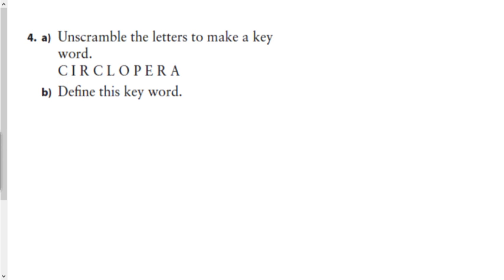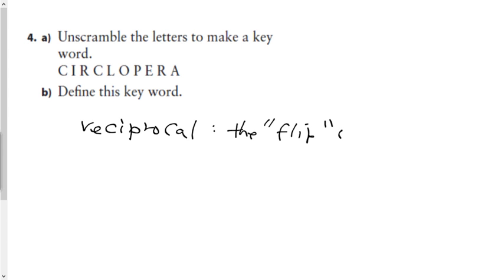Question 4 says unscramble letters to make a word. This one here, does anyone know what the key word is? What does that mean? Reciprocal, which means the flip of a fraction. And what we mean by that is we swap the numerators and denominators. If we say what's the reciprocal of 2/3, the reciprocal of 2/3 would be 3/2.